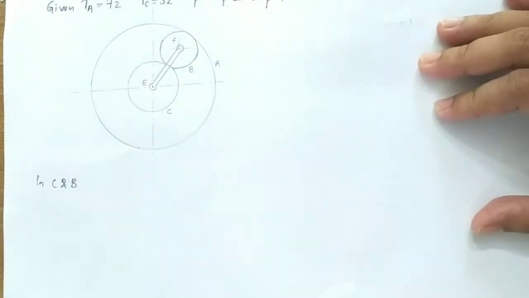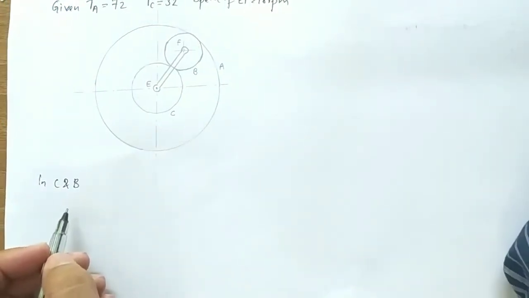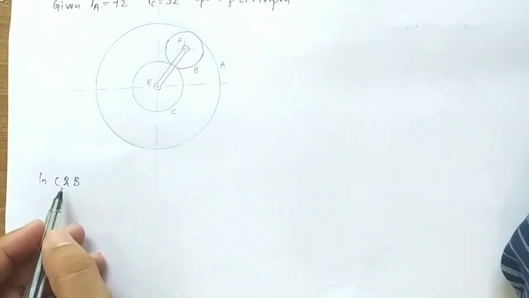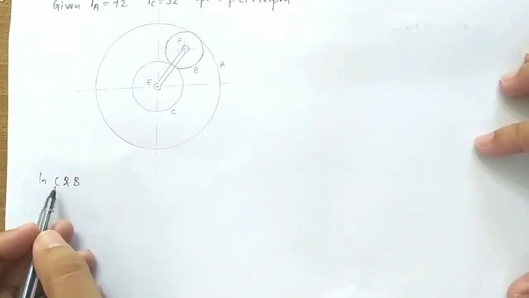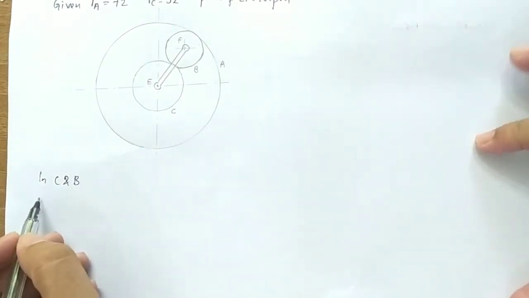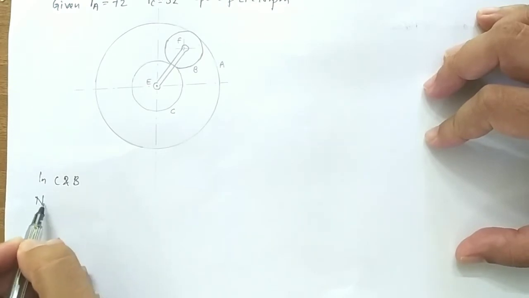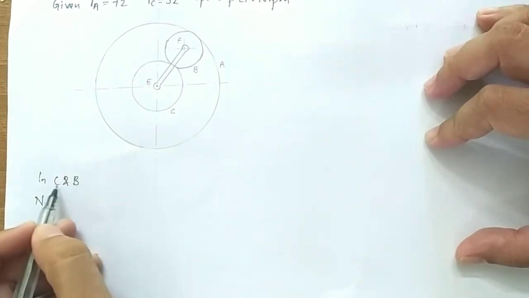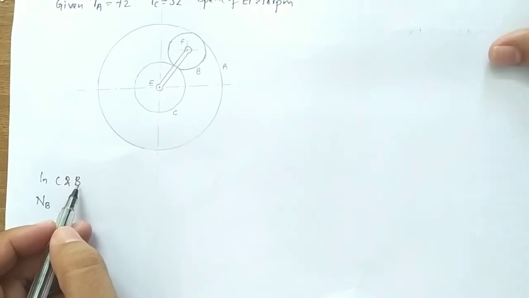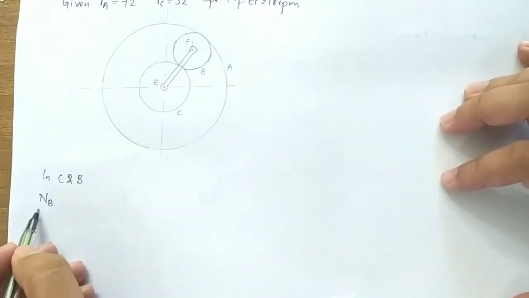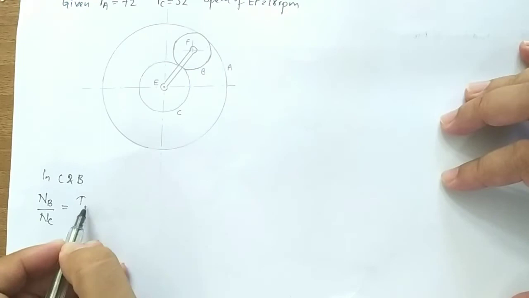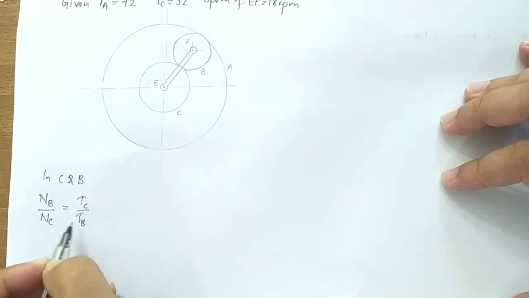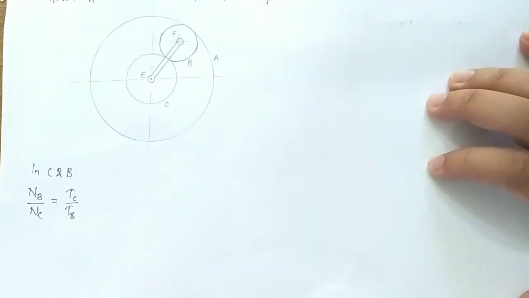So in C and B, what happens? You take the speed ratio. Sorry, the train value. The train value will always be opposite. So if you take C and B, this sequence is very important. C and B. Take the speed value, take it as NB. The train value will always be opposite, driven by driver. NB by NC is equal to the teeth, and teeth are always inversely proportional. TC by TB. So this is the ratio we have to write first.